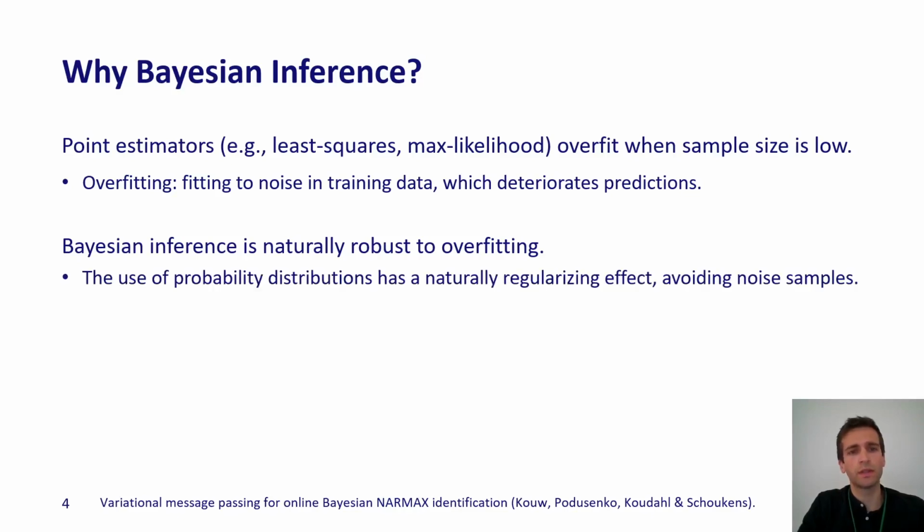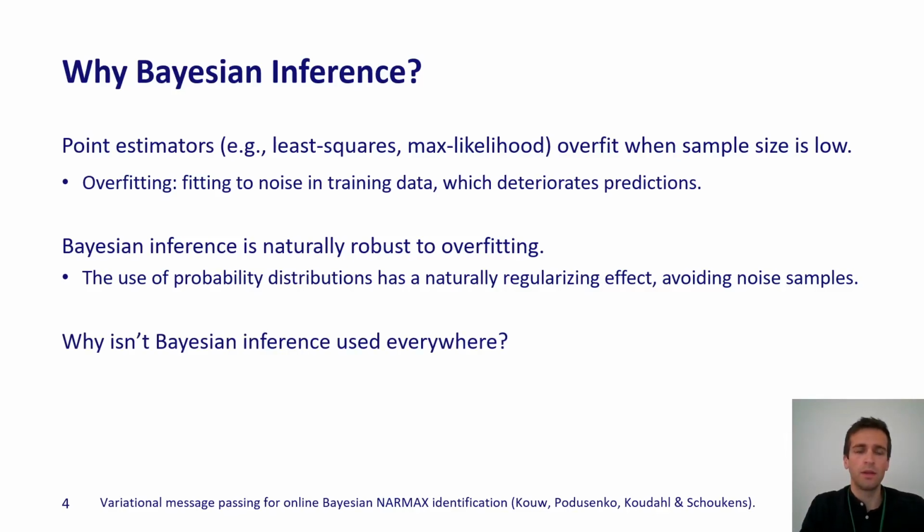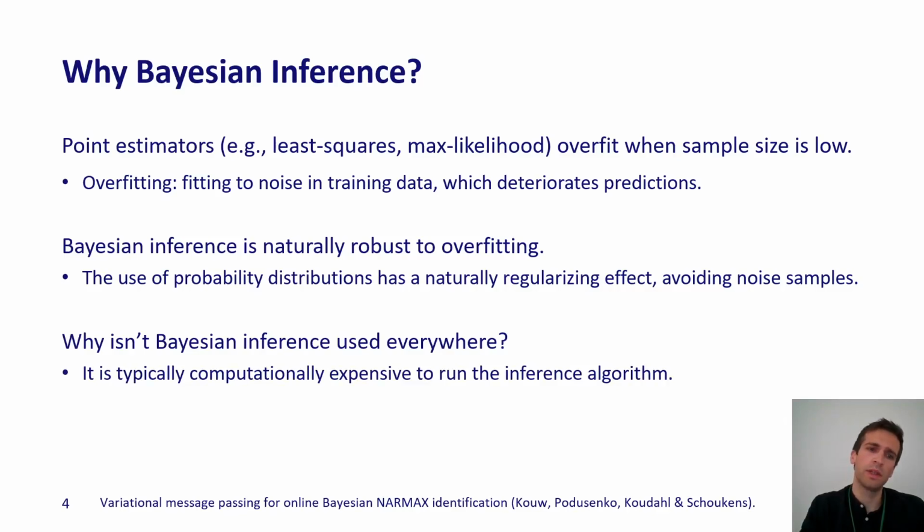So in one sentence, the use of probability distributions has this naturally regularizing effect that it avoids those noisy samples because they're deemed unlikely. You might wonder, why isn't Bayesian inference used everywhere? Well, it's simply computationally expensive to run the inference algorithm. Monte Carlo sampling, if you've heard of that, is a very well-known approach, and it's just very expensive because you have to do a lot of computations to sample and approximate this posterior distribution.